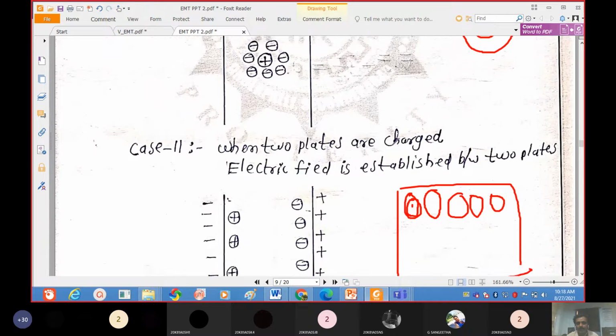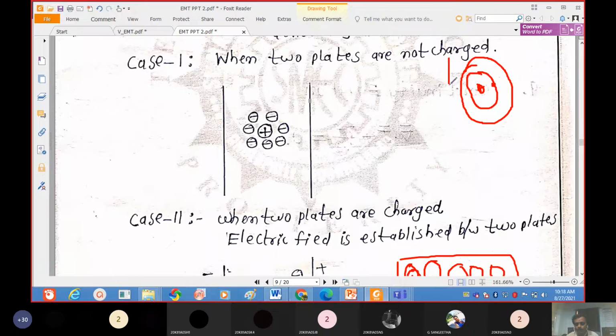Now, after applying an electric field, that is, applying a potential difference, we put negative charge on this side and positive charge on this side. So what happens here? An electric field will be produced in between the plates.